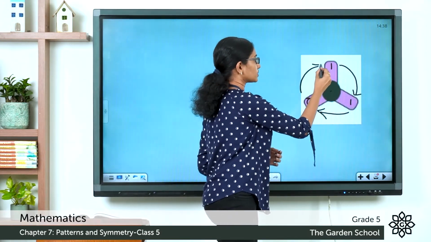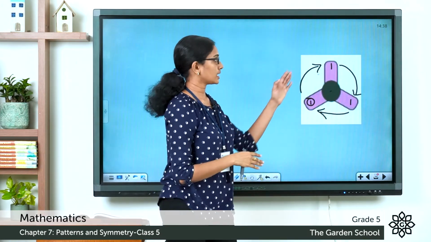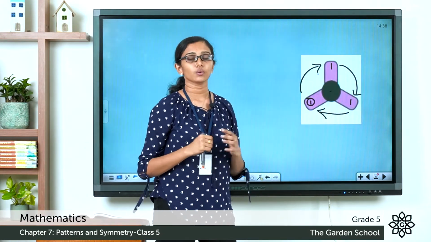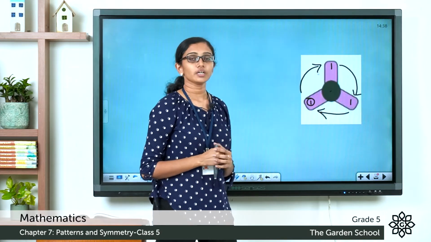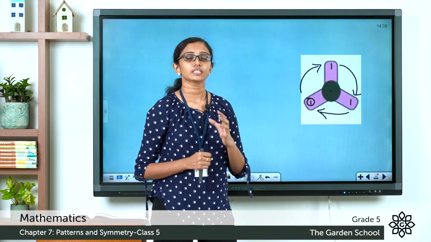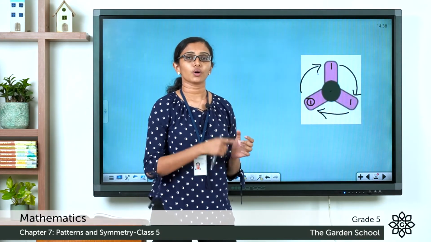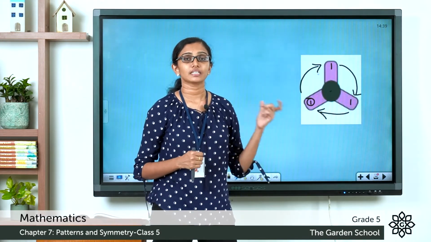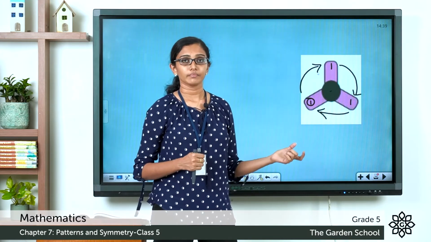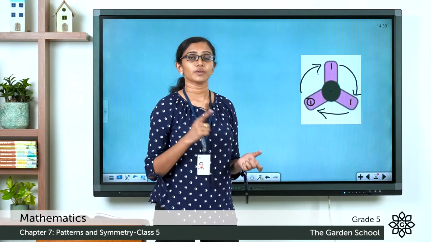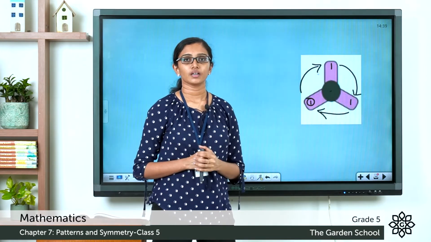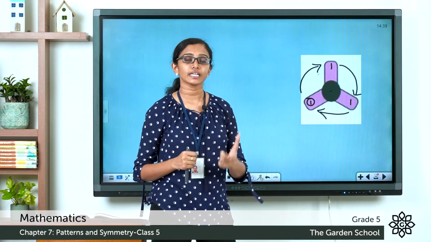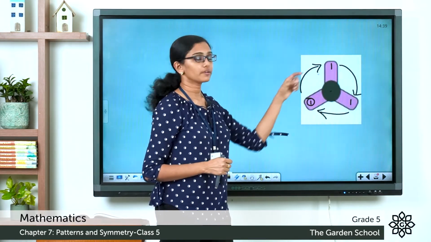Again, when it comes back to its initial position, when it has completed one full turn, it will look the same. So, this picture will look the same exactly 3 times as it goes through one full rotation. How many times did this image look the same as the first image when it went through one full rotation? It looked exactly the same 3 times when it completed one full turn.